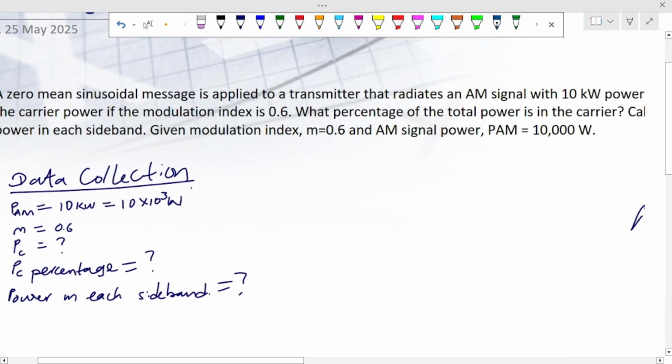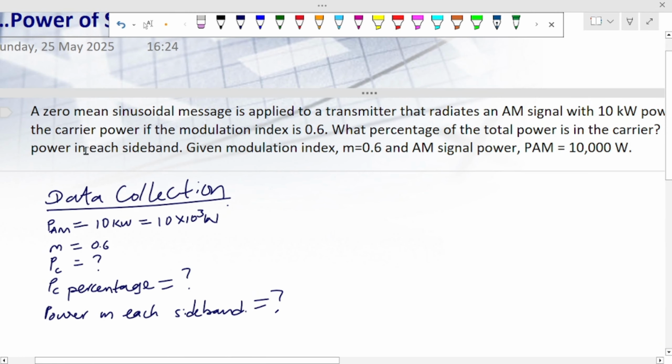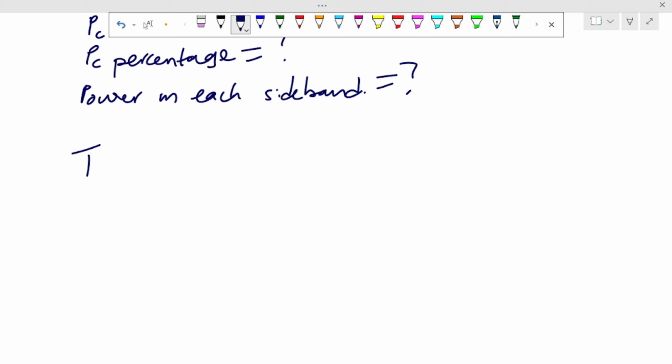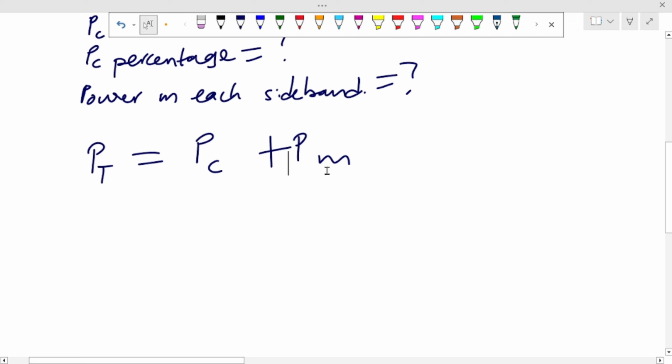Now we are asked to compute the carrier power. But how do we get the carrier power? Look at this total power. The total power to transmit that signal will contain the power of the carrier signal and the power of the message signal. How much power do you need to transmit the message? How much power do you need to transmit the carrier of the message? Everything together will give you the total power.